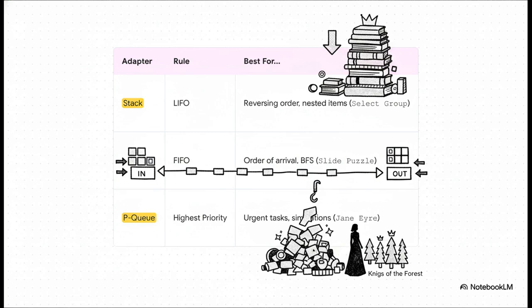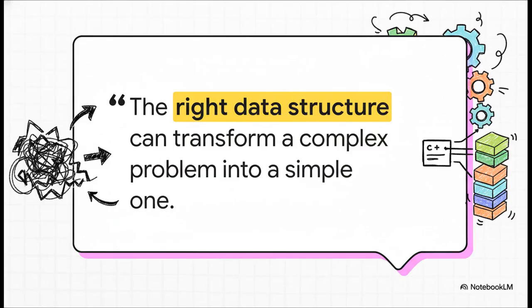And finally, if you always need to deal with the most important thing first, like in simulations such as Jane Eyre or Kings of the Forest, then the priority queue is definitely your best friend. And really, it all boils down to this one simple idea. Choosing the right tool, the right adapter, isn't just some minor technical detail. It's about turning what looks like a total mess of a problem into something, well, simple, almost elegant.